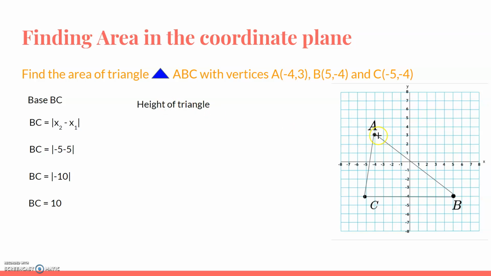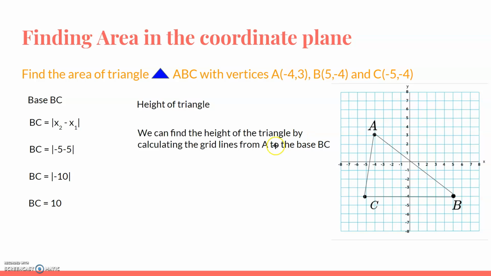Now to find the height of the triangle. Here we don't have a perfectly vertical line segment, as you can see. This is diagonal. So in order to find the height when you're not given a vertical segment and you plotted it on a coordinate plane, you can count the grid lines. As we can see here, the grid lines say 1, 2, 3, 4, 5, 6, 7. So there are 7 grid lines from the point A to base BC. That says that the height is 7 units.